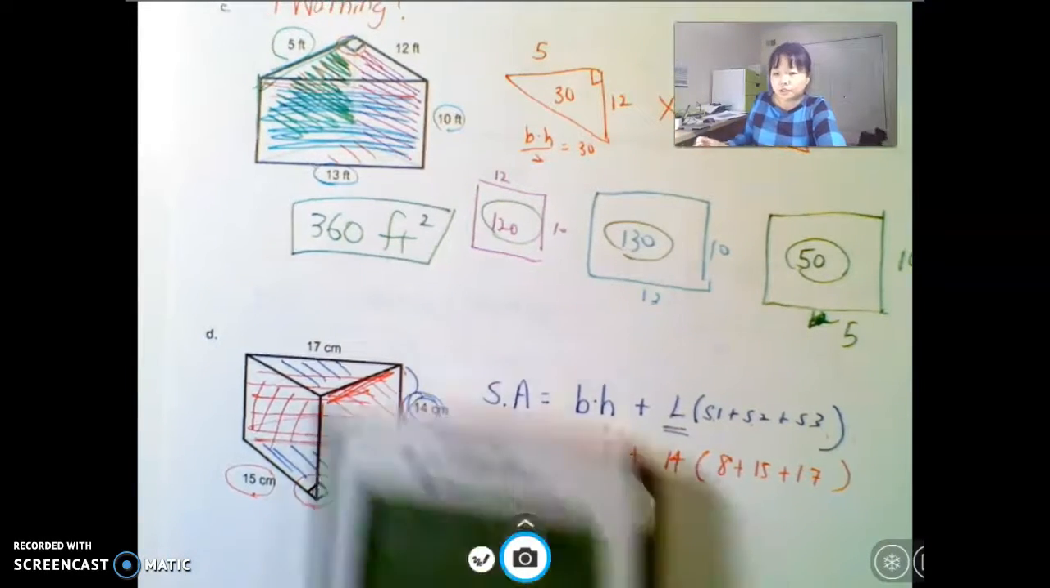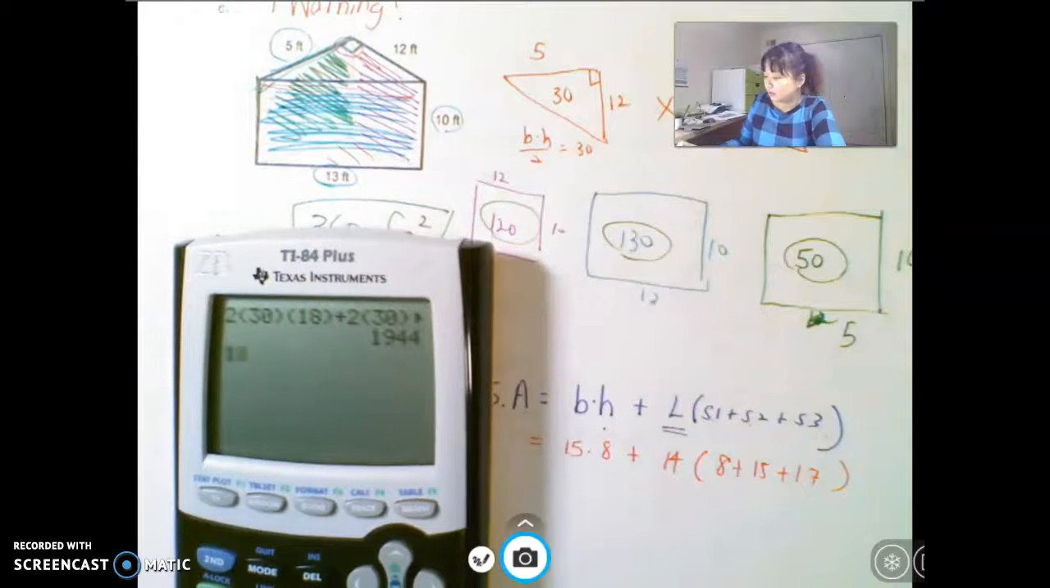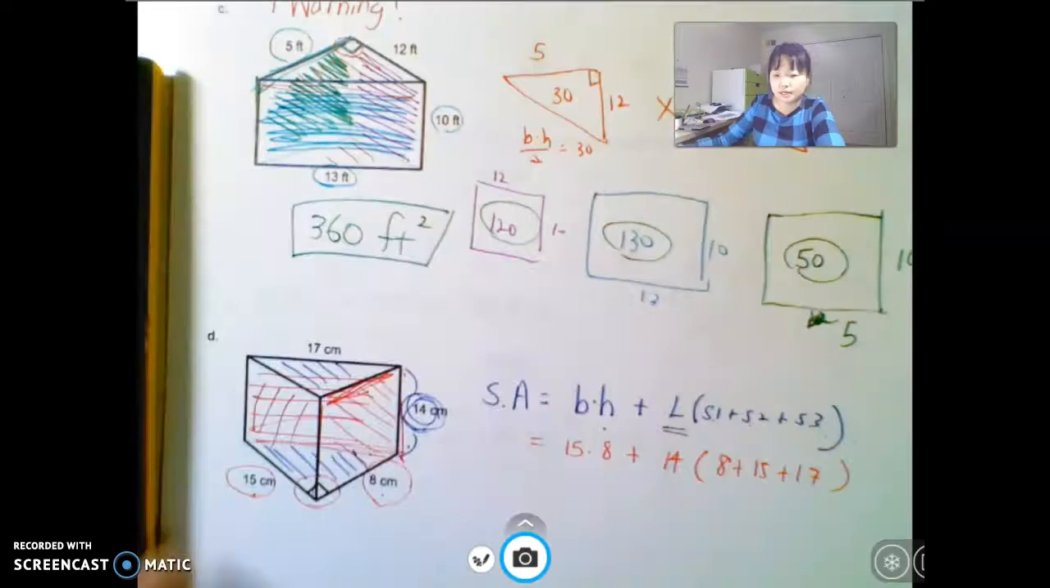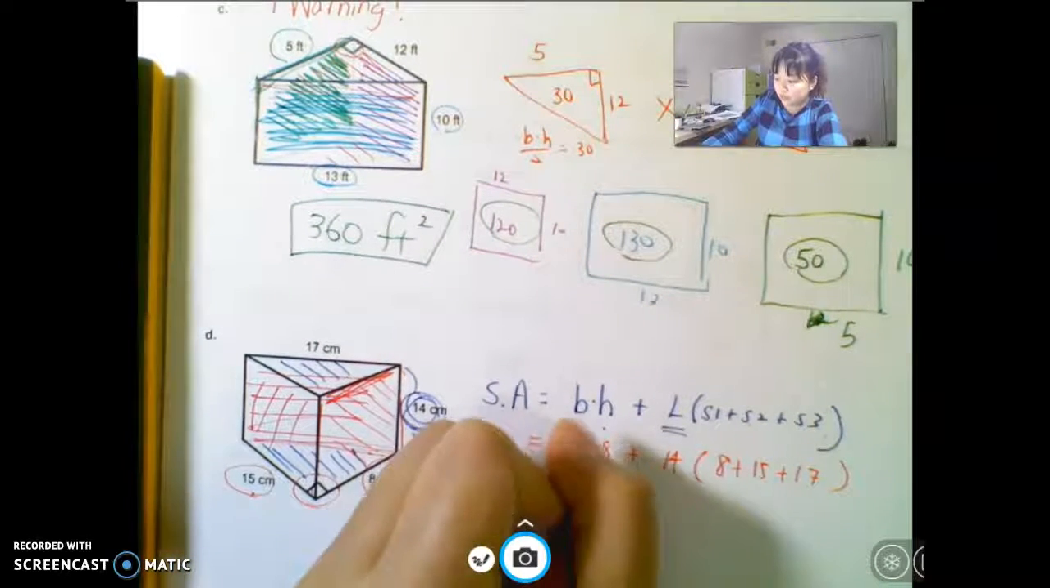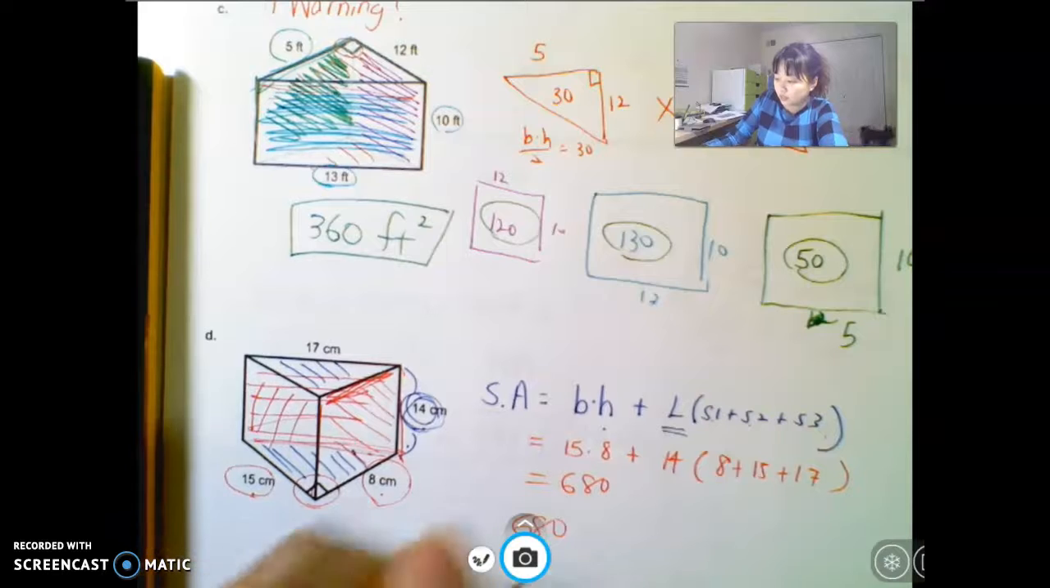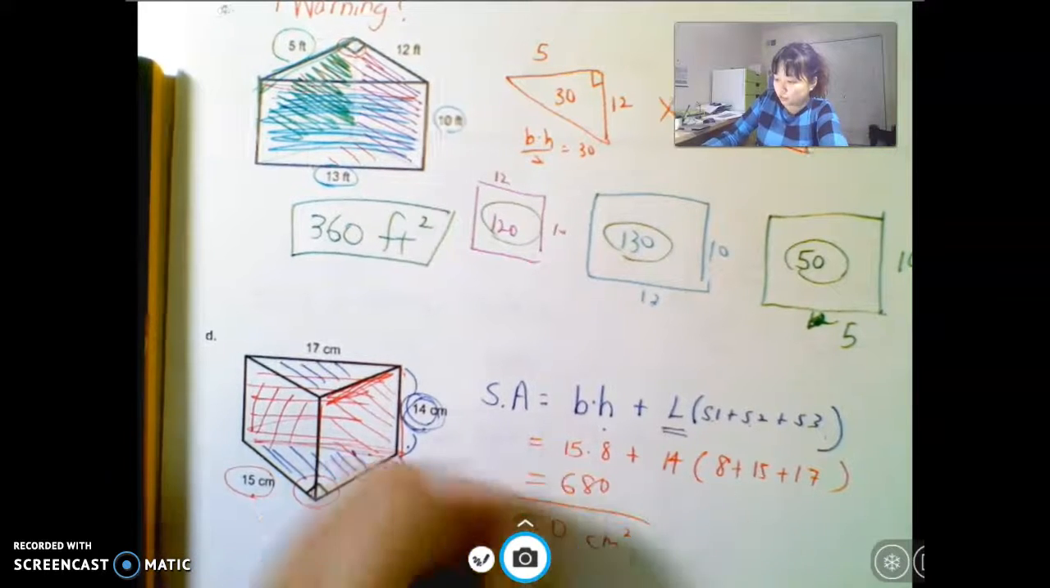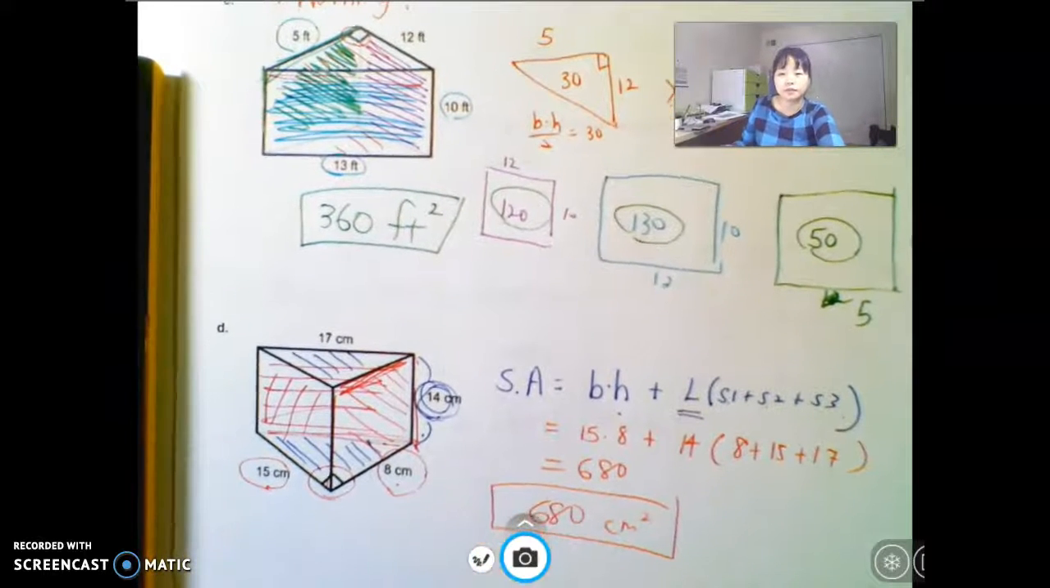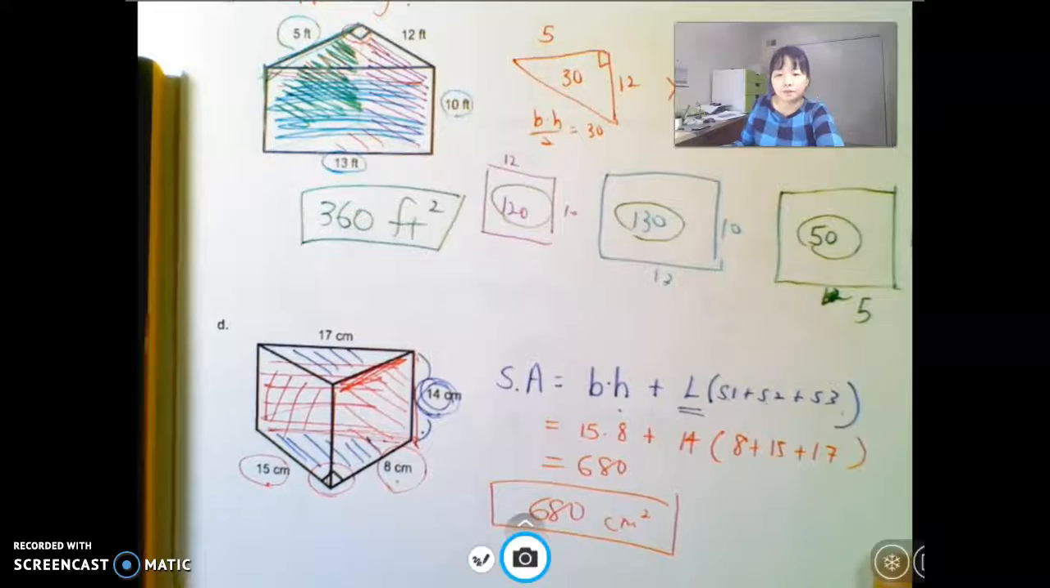So now we just have to put that in the calculator. Ta-da! 680. So it's just 680, and what's the unit? Centimeters squared. So that's one way of doing it. Now we've got to finish with a cylinder.